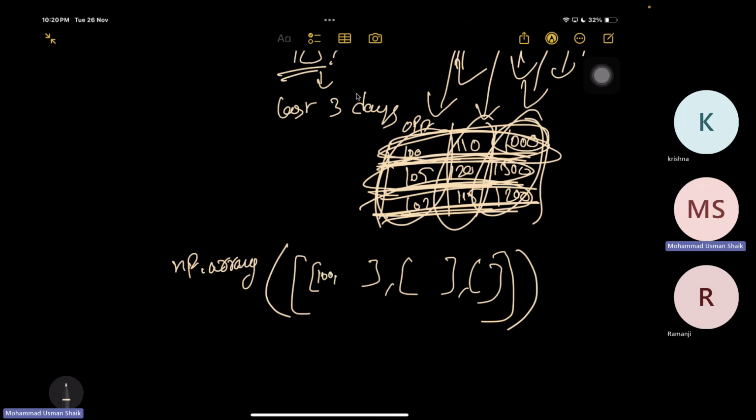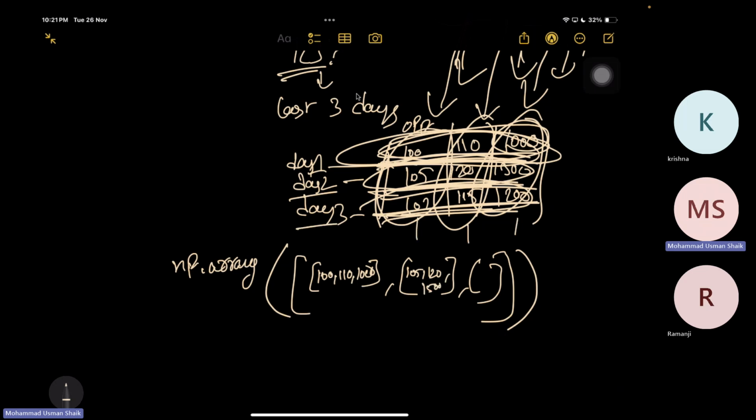100, 110, and 1000 are nothing but the values for each and every day. This is day 1, this is day 2, and this is day 3. For day 2 we need to store 105, 120, 1500. For day 3 we need to store 102, 115, 200.